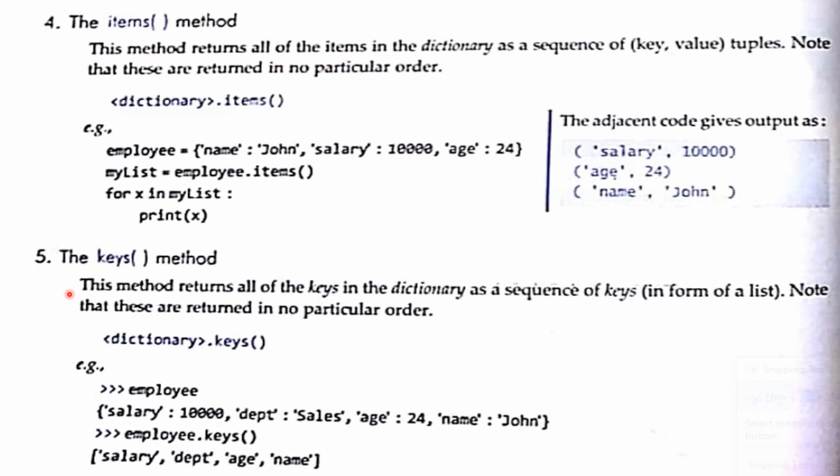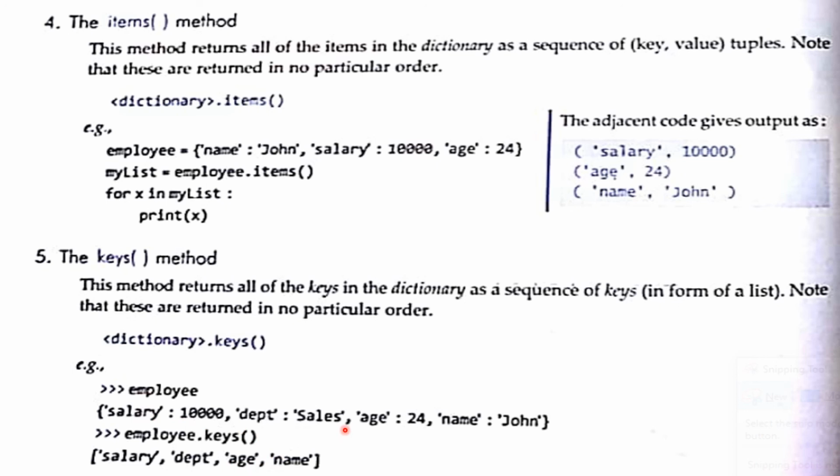Next is the keys method. This method returns all the keys in the dictionary as a sequence of keys. Note that these are returned in no particular order. That will always be there because the output will come in an unordered way. Here the dictionary name is employee and the keys are salary, department, age and name. Here we want to see only the keys, so we have given the employee.keys method and you will get only the keys: salary, department, age and name.